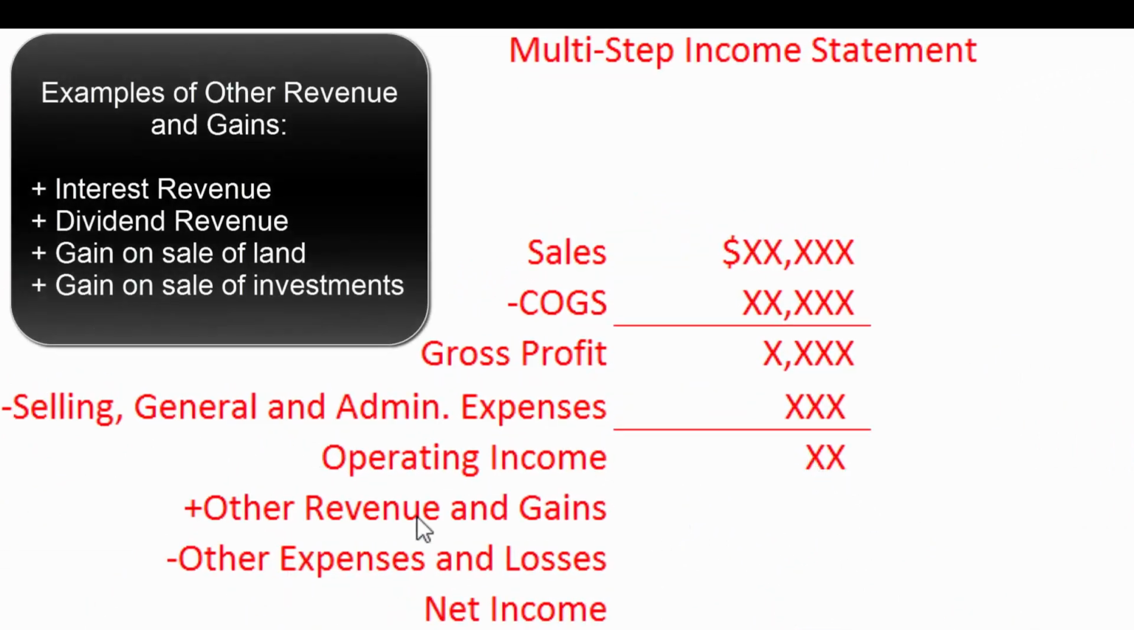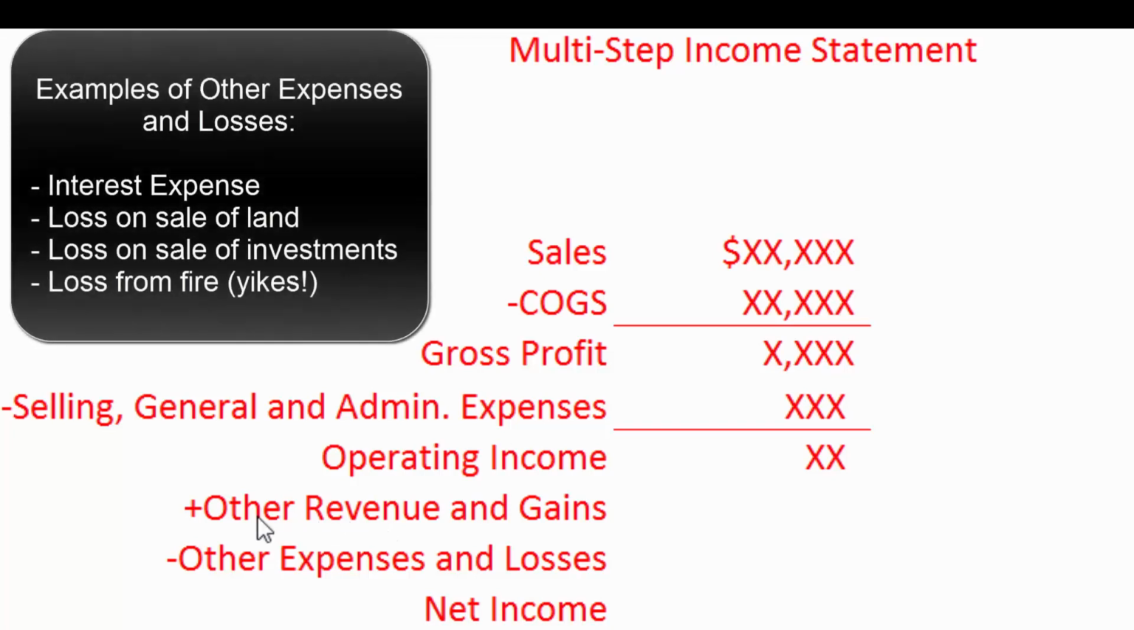If we have other revenue and gains, suppose we earn interest income in our bank account. Well, that's not part of our business, so it's not part of our operations, so we'll break it out separately. Other expenses and losses. Suppose we have some interest expense, or suppose we sell an old piece of equipment at a loss. That's not part of our day-to-day operations. That's not part of our core business, so we'll break that out down here separately.